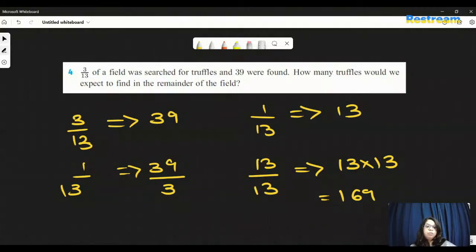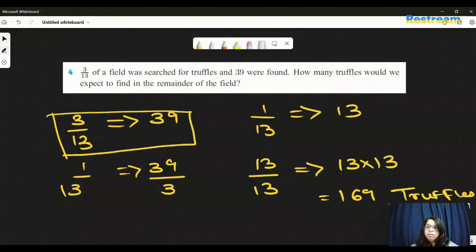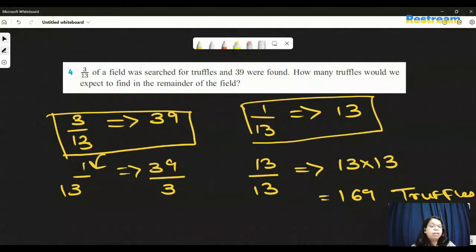So we are going to get 169 truffles. Okay, easy enough. So what we did, we found out the given information, we converted it into 1 unit, and then we saw how many units they have asked. In this case, they have asked for the entire field, so the entire field is divided into 13 units. So we are just going to multiply our 1 unit by 13.